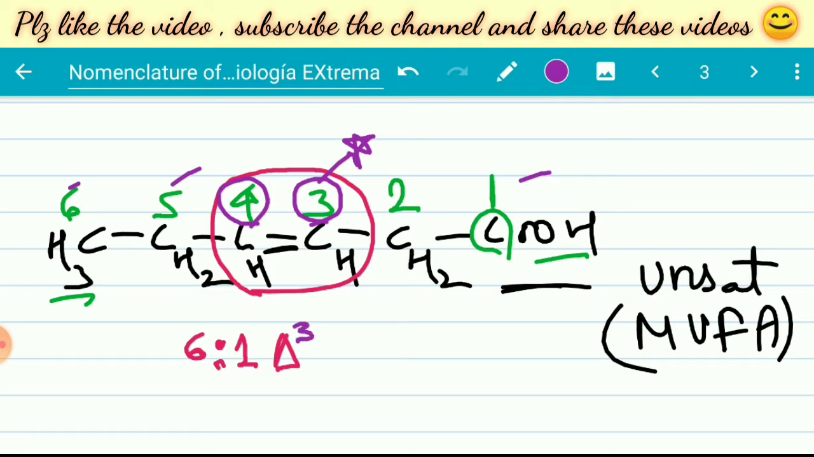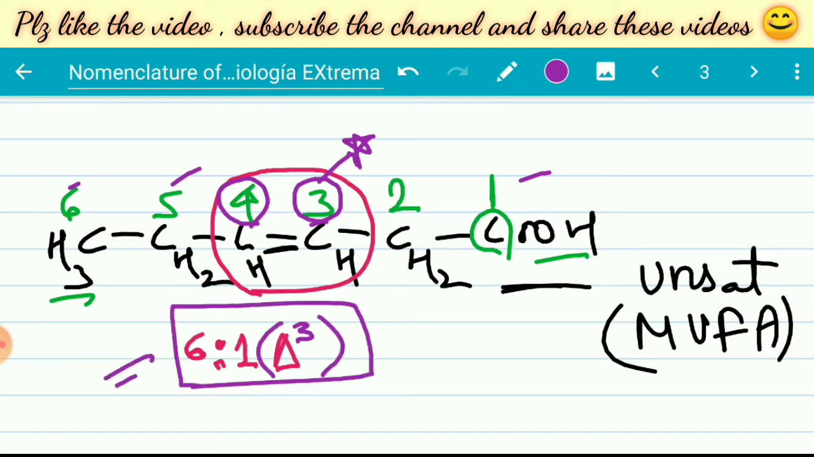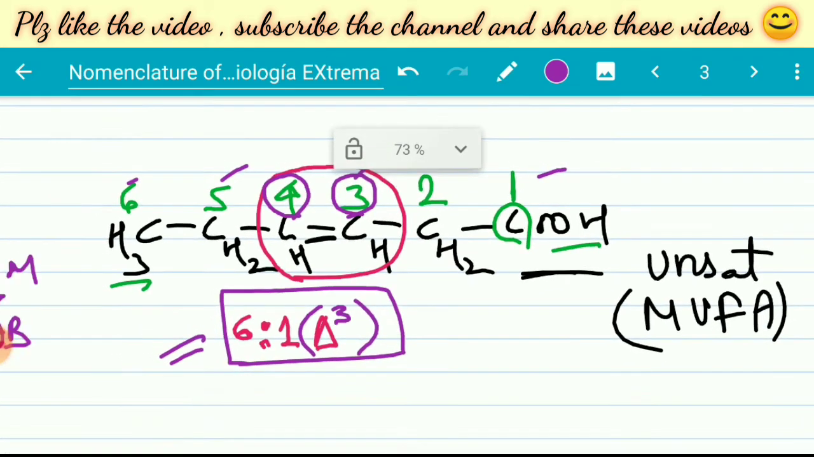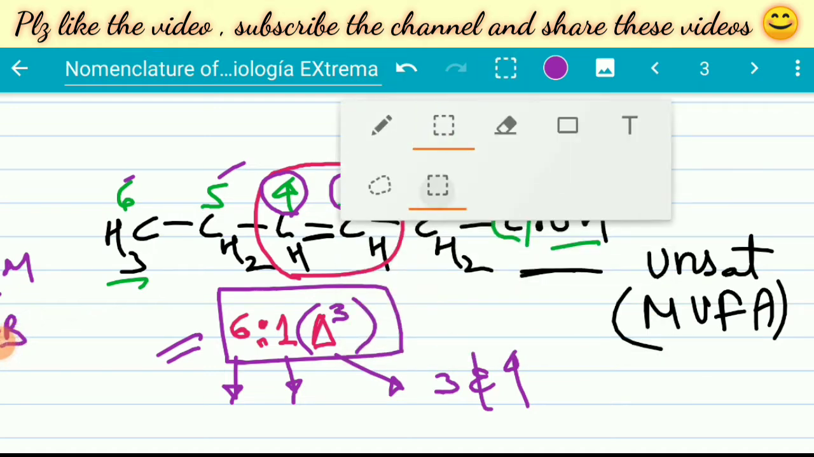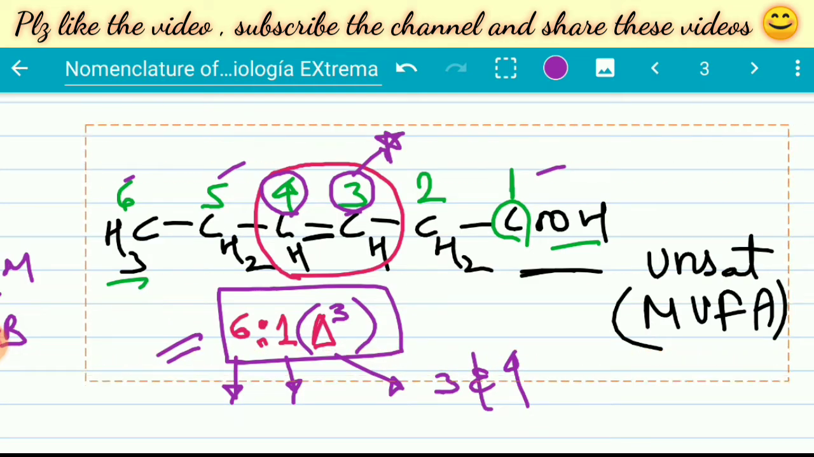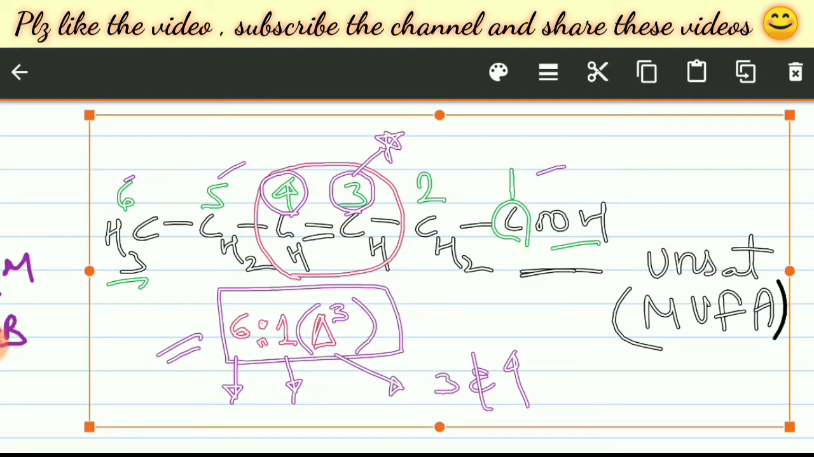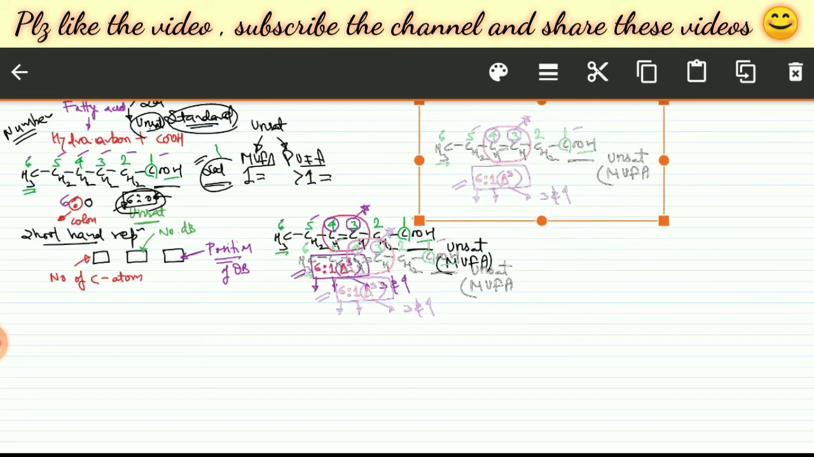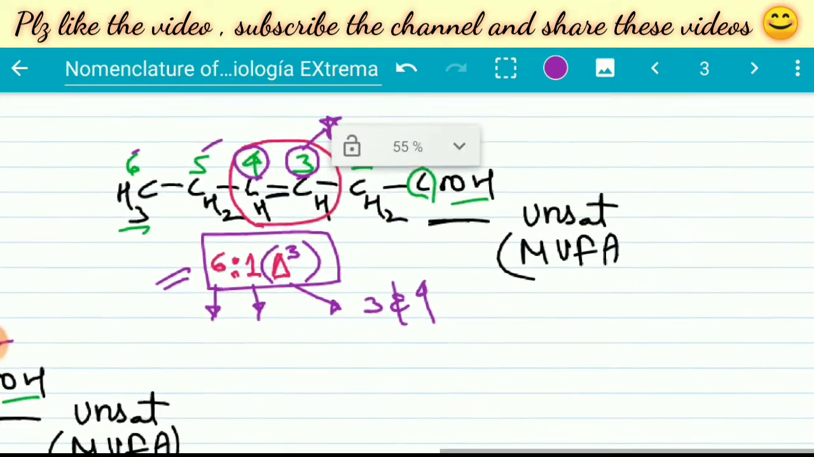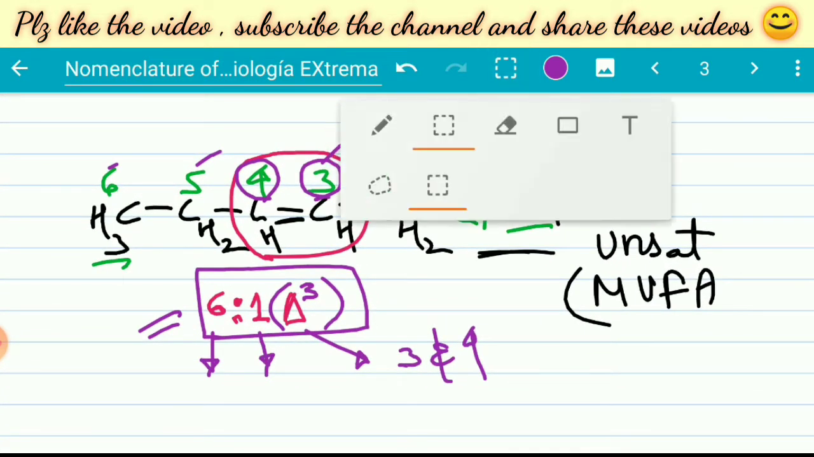So we write it like this, and then we can even apply a bracket. So according to this shorthand representation, we have a fatty acid which has 6 carbon atoms, 1 double bond, and it's between carbon number 3 and carbon number 4. Now we will take an example of a polyunsaturated fatty acid, PUFA. So take this, copy this, I will paste it somewhere here. Let's add to this fatty acid to make it a PUFA.